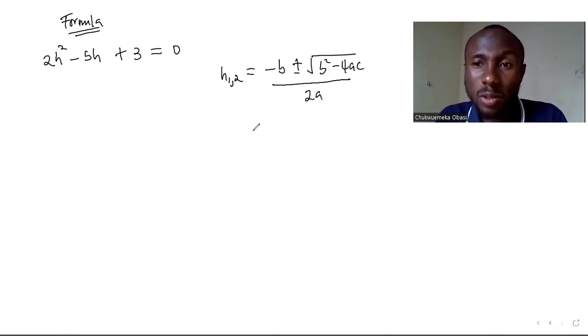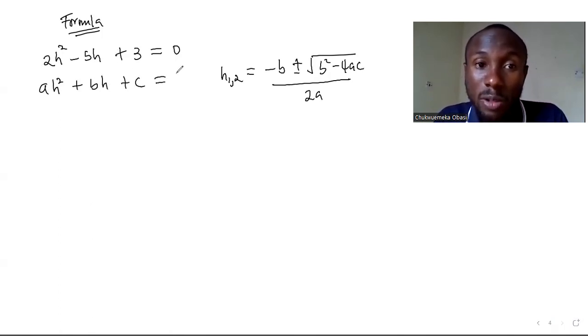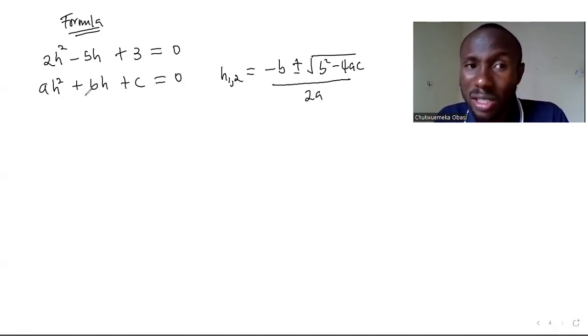Now the next thing is to get the values of a, b, and c and plug them right here to get your quadratic solutions. So let us do that. Now I'm going to compare this equation with the standard quadratic equation, which is ah² plus bh plus c is equal to 0. You see, the h here is just like the x we used in the previous example. So it doesn't really change anything, just to make sure they are properly aligned.